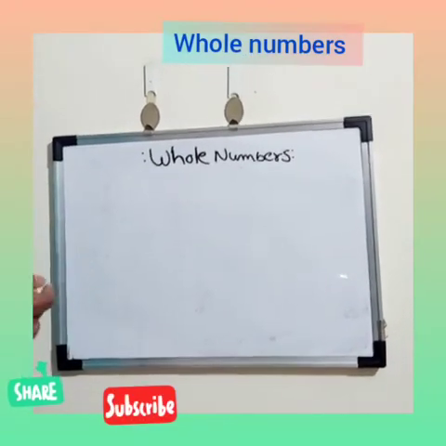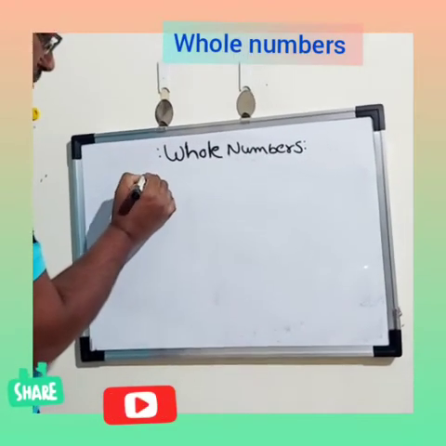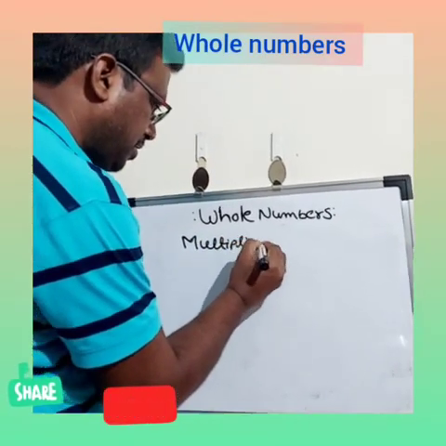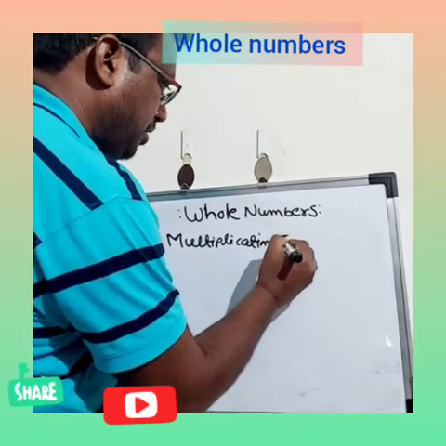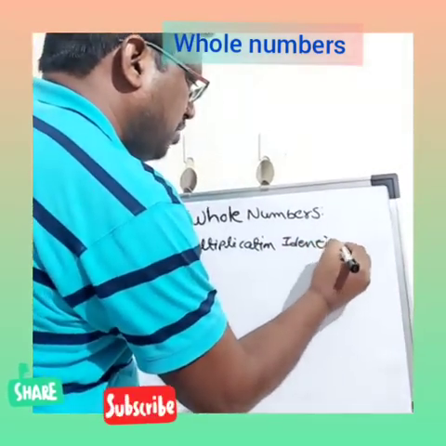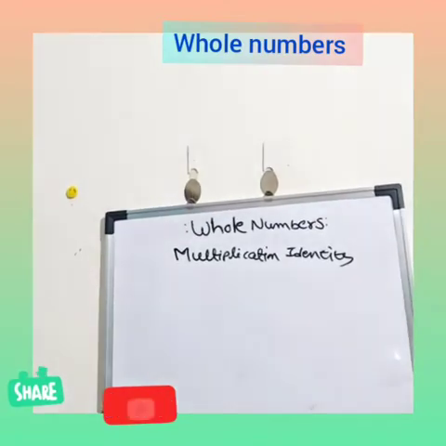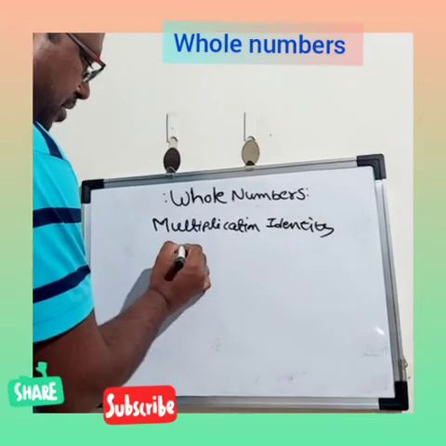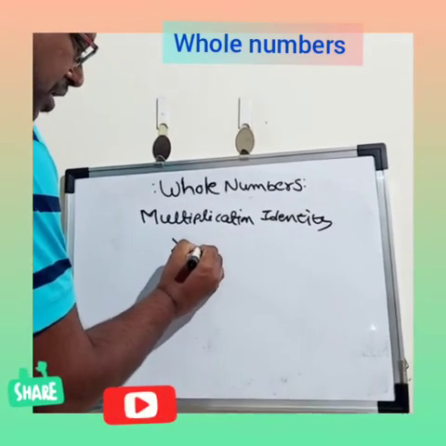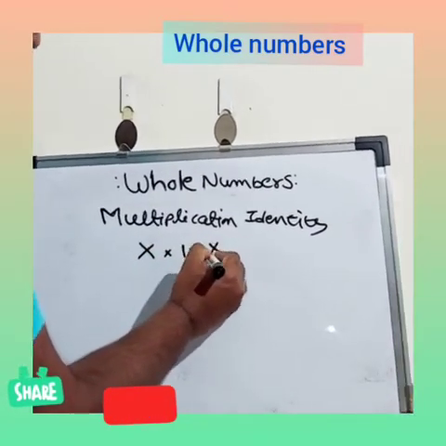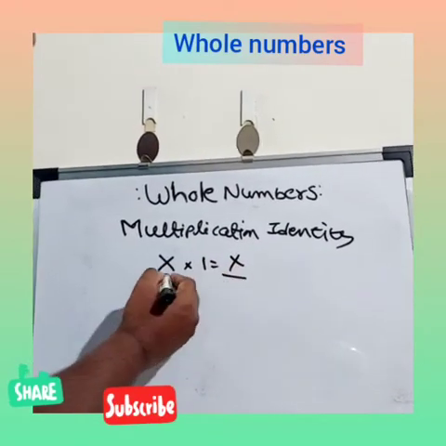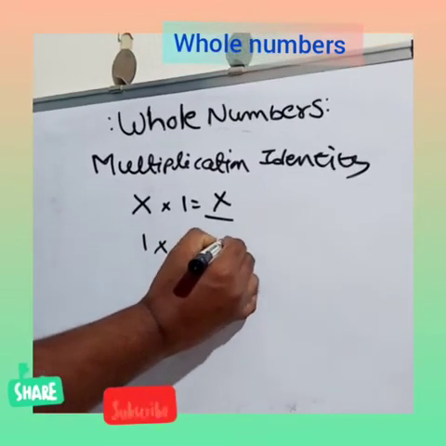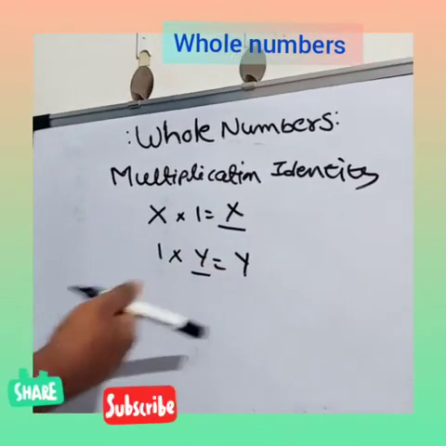Now we will discuss one more property, that is multiplication identity. Here, any whole number, if you multiply with 1, then the same number will come. If you multiply 1 with any whole number, the result will be the same number which you are multiplying.